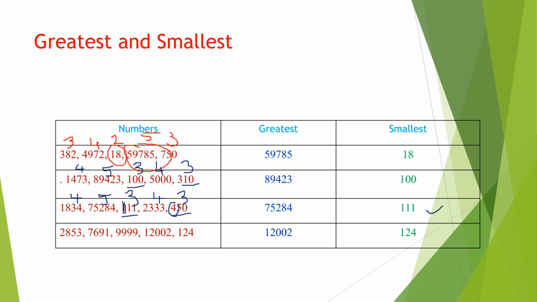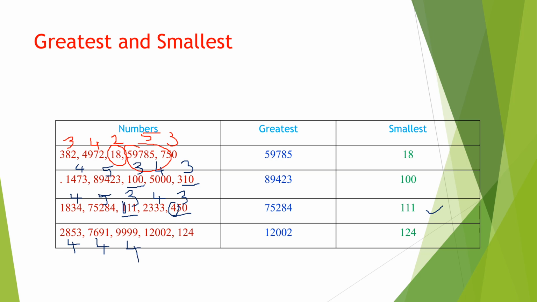Next question. 2,853, 7,691, 9,999, 12,002, 124. First find out the number of digits. See, in 2,853, there are 4 digits. 7,691, 4 digits. 9,999, 4 digits. 12,002, how many digits are there?